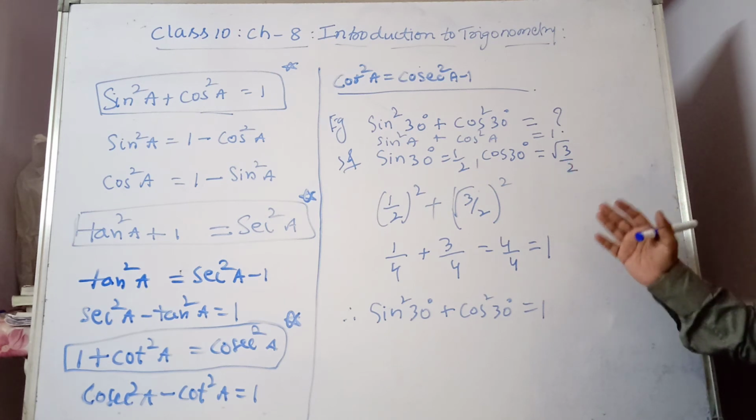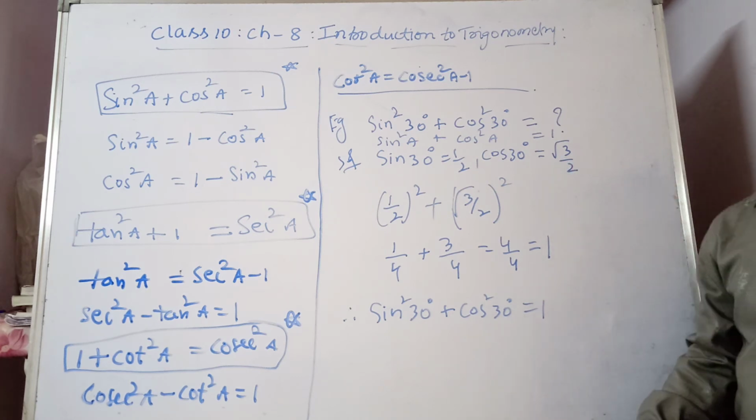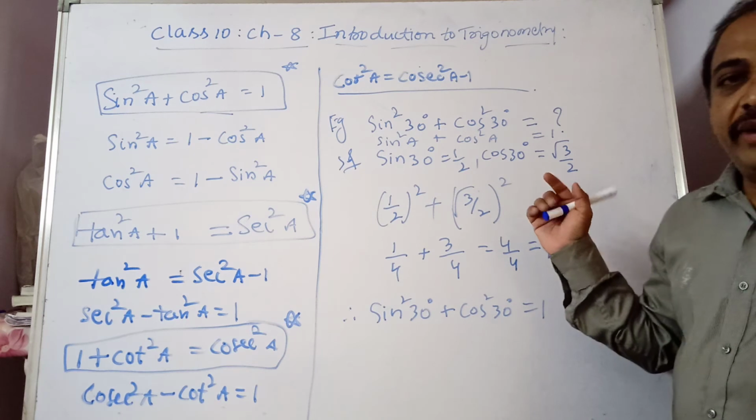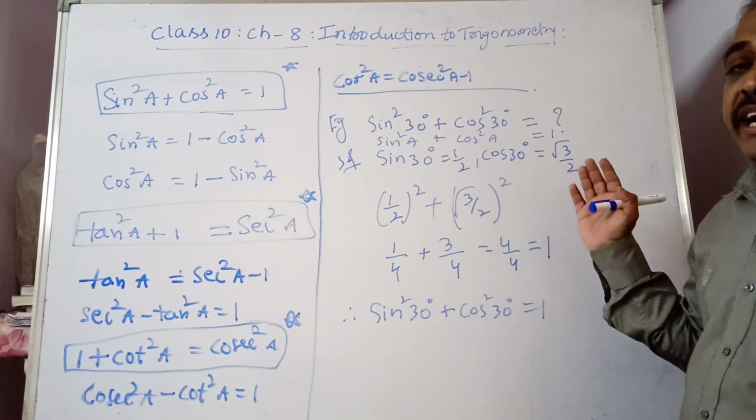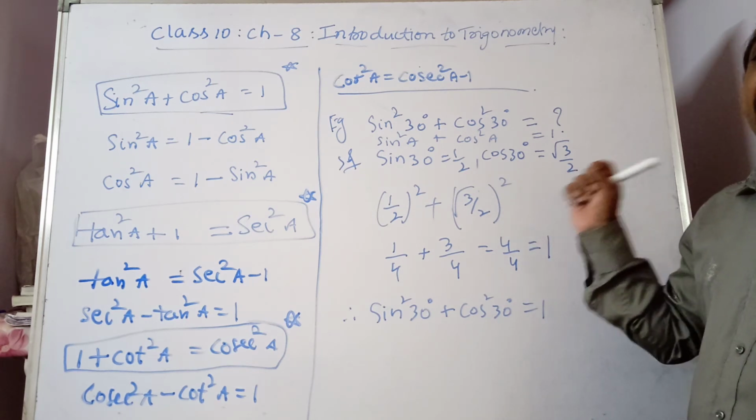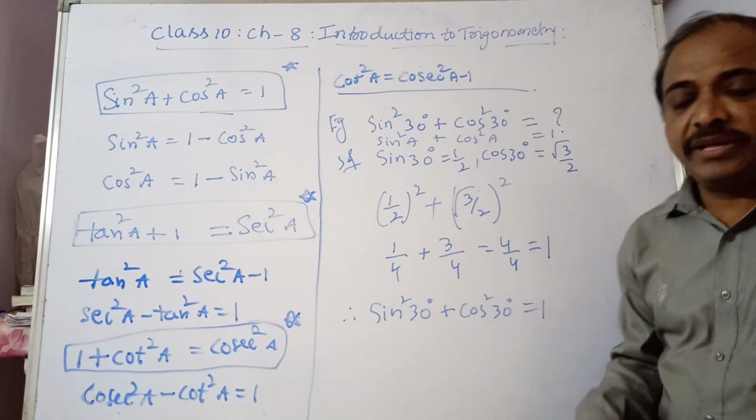This is how we apply these identities. Is it clear, students? We have discussed the trigonometric ratios identities. Trigonometric identities. Is it clear?